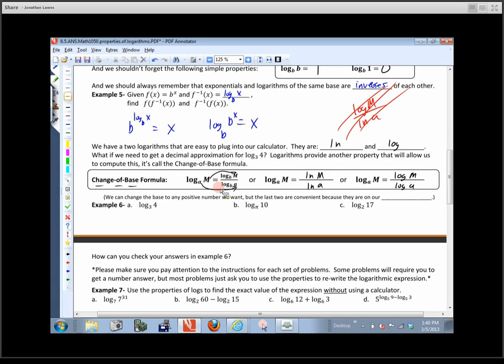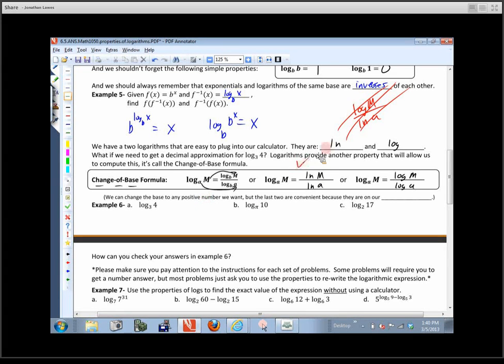Log base a of m equals ln. This is the rule right here. It says as long as you're changing it so you've got the same base on the top and bottom, you can put the m on the top, take the log base b of m, and the a on the bottom, take the log base b of a, and that will give you the same answer as if you had this right here.